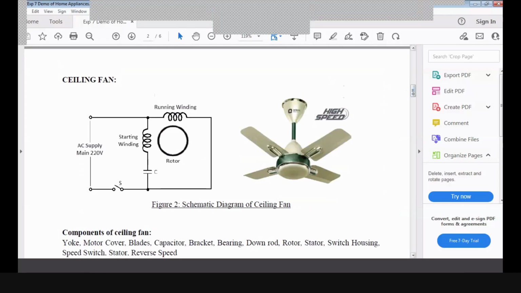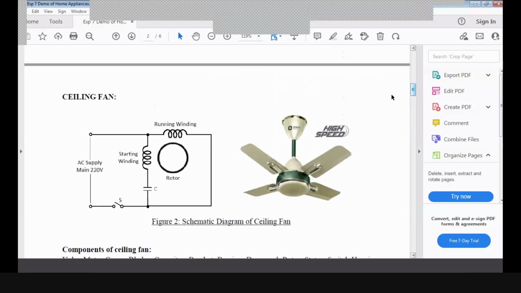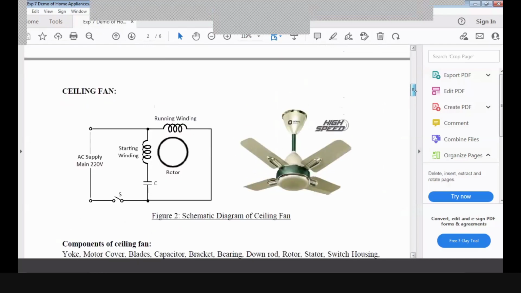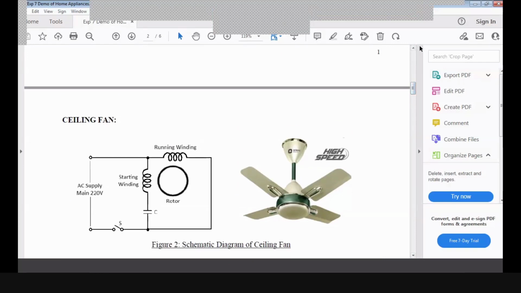So what kind of motor is used in this ceiling fan? Is it an AC motor or a DC motor? Yes, it is an AC motor. Which kind of AC? A single phase induction motor. Now this motor works on the single phase 230-volt AC supply that we already have in our home.